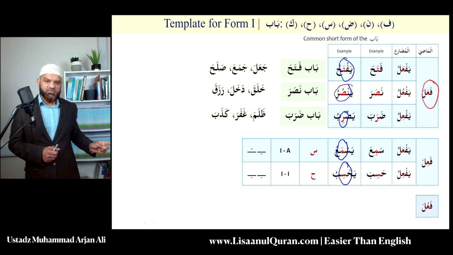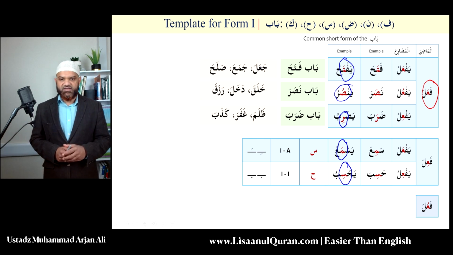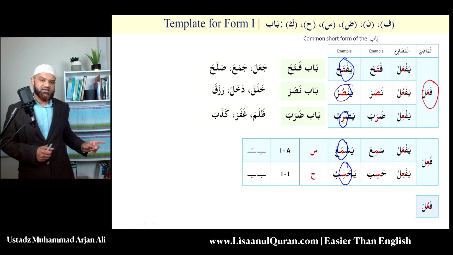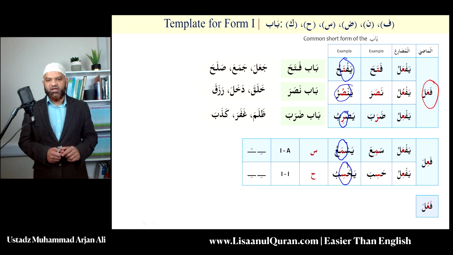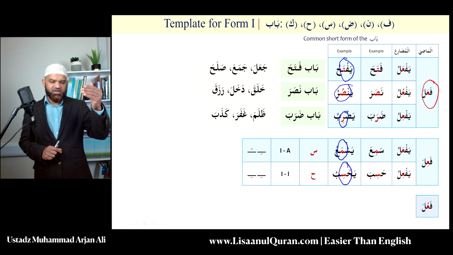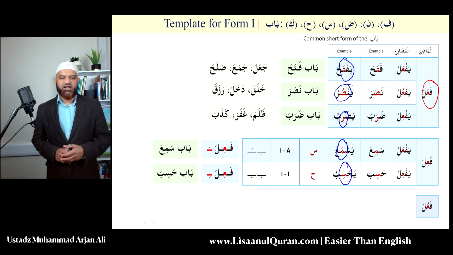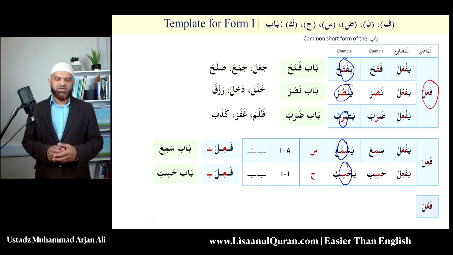So if you see kasra in the middle of the madi, the mudari will have a fatha. Please note, it will never ever take a dhamma. Never. So you never have kasra here and dhamma there. That pattern doesn't exist. So even though there are three options like the previous one, only two are possible. One is common, the other is very, very rare. Again, just to remind you, we have sami'a as an example and we have hasiba as an example. So please note these points, inshallah.